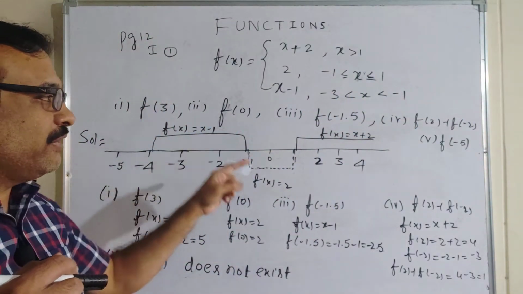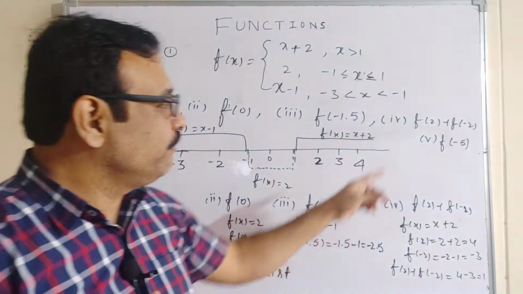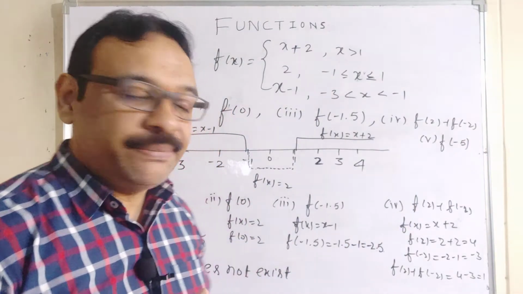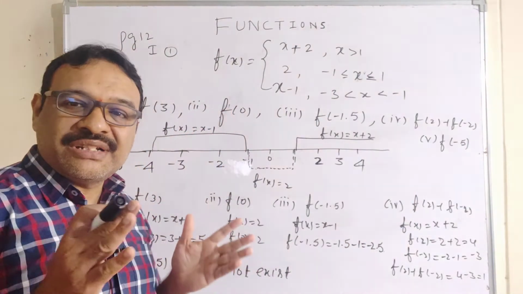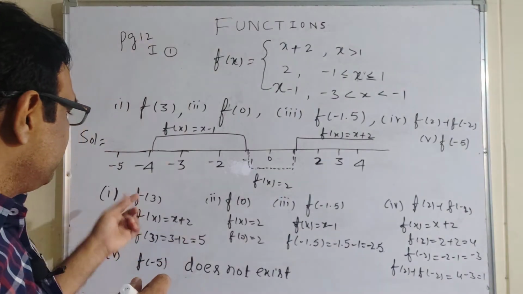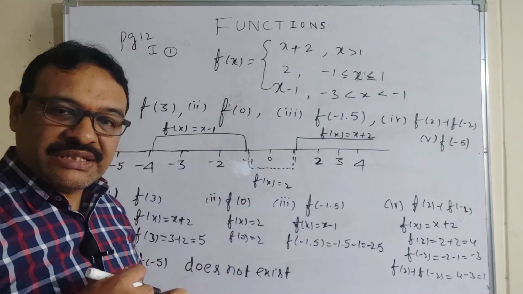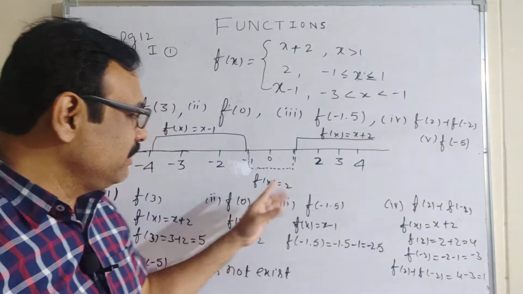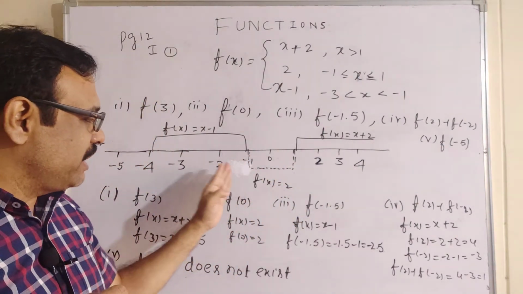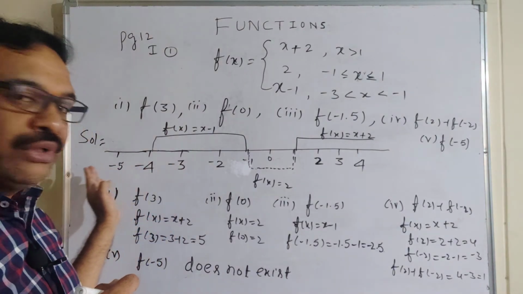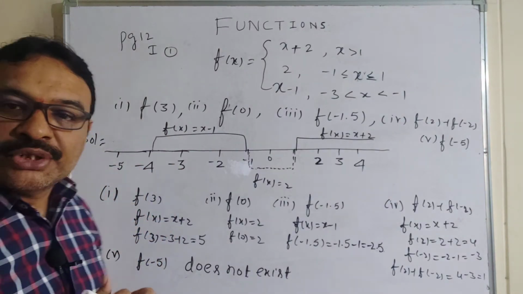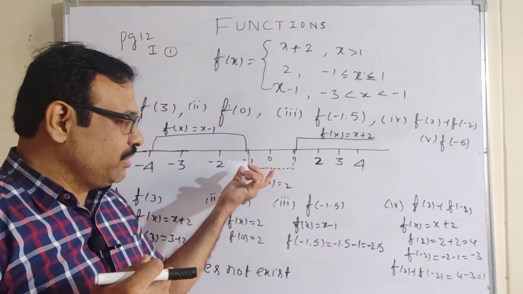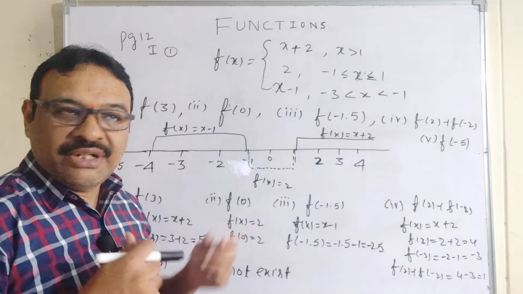f of 3, f of 0, f of minus 1.5, and the fourth bit f of 2 plus f of minus 2, fifth bit f of minus 5. Now to precisely understand this one, what we need to do is take a real number line. This is 0, this is 1, 2, 3, 4. From the left side of 0 you have got minus 1, minus 2, minus 3, minus 4 and minus 5 and so on. So what I'm trying to do is, through this pictorial representation, represent the functions.